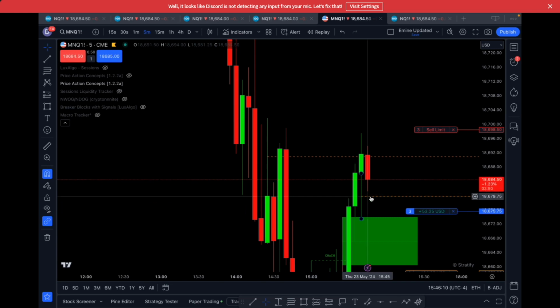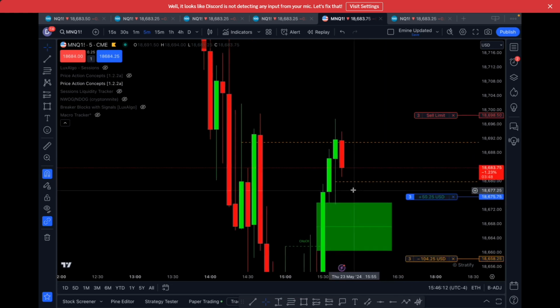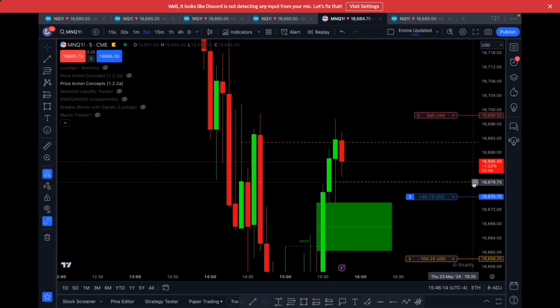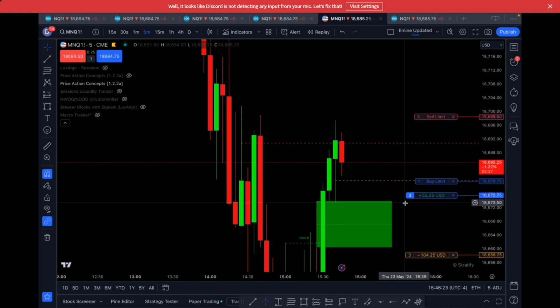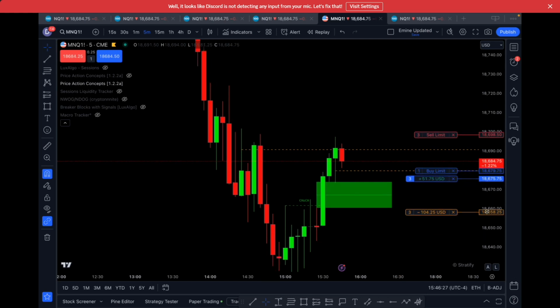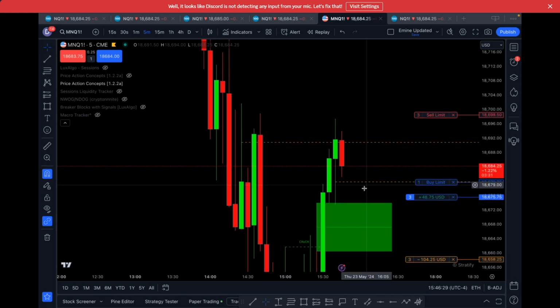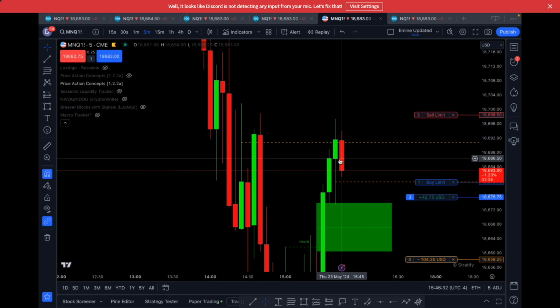So we're expecting, for example, price to come back here. I can maybe add another contract here, like I offloaded. For example, I can add 1 more back, right? And if I get stopped out, I'll still be in profit. Okay. Let's see. But I want it to move up.